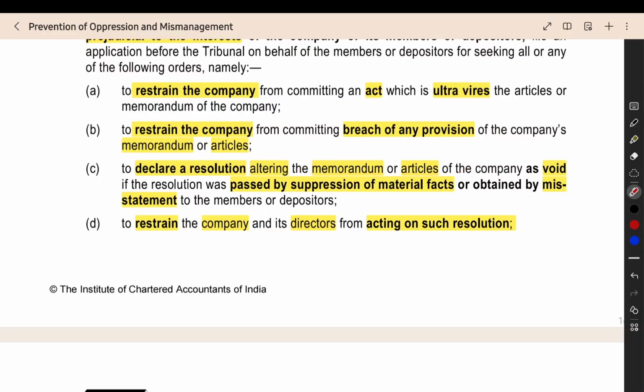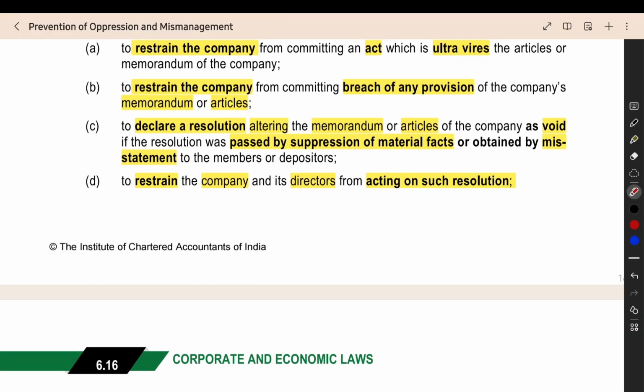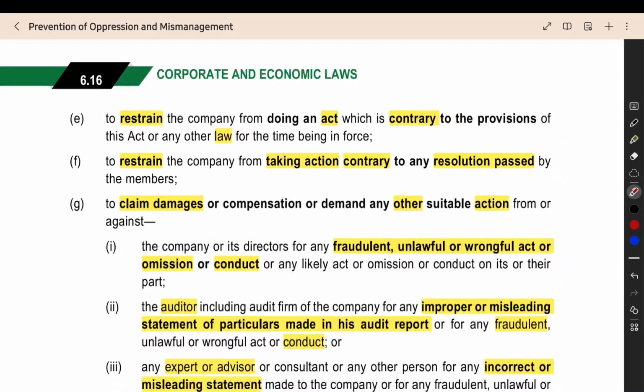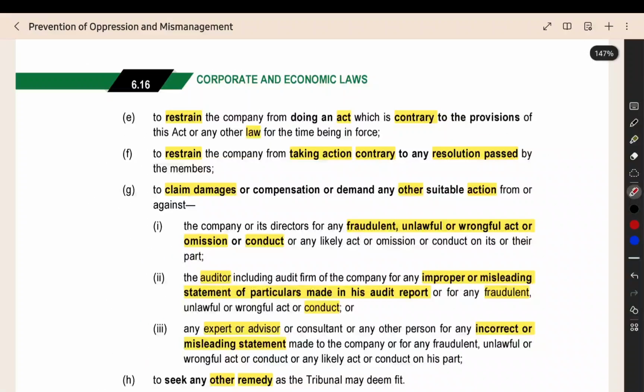That resolution, if it is passed by suppression of material fact or misstatement, when passing the resolution, the director misrepresented to the members. Then, in that case also, they can ask the tribunal to declare the resolution void. Then, to stop the company and directors from acting on such resolution, the company and director should not implement such resolution. Then we can stop the company and director from doing that. Then stop the company from doing an act which is contrary to the provisions of this act or any other law. If the company is doing something illegal, then we can stop it.